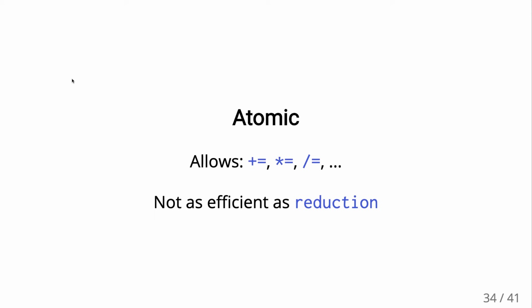But there are cases where you're updating a variable, like you're doing this plus equal, but it's not actually a reduction. So I'm going to show you a case in which you want to do atomic. You want to do atomic, and just put it here. So I'm going to explain how this works.